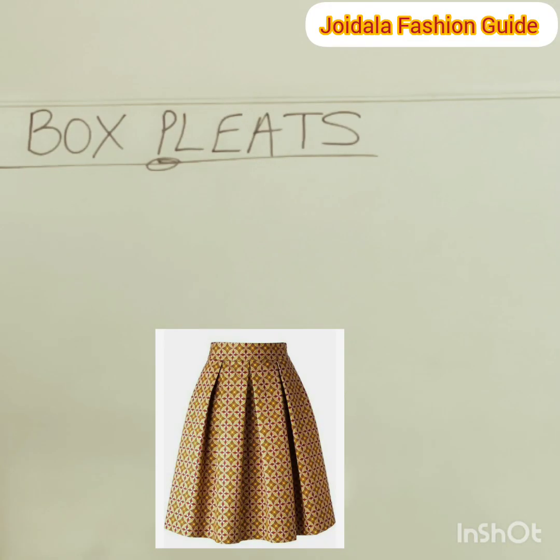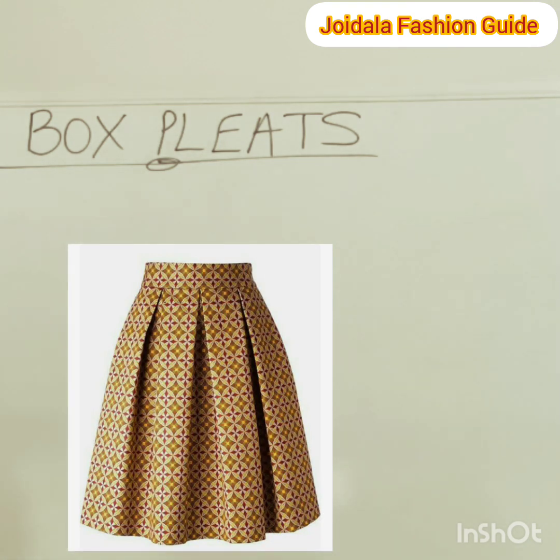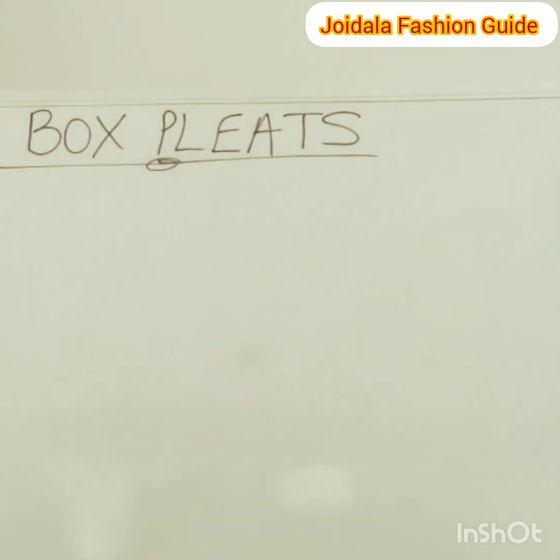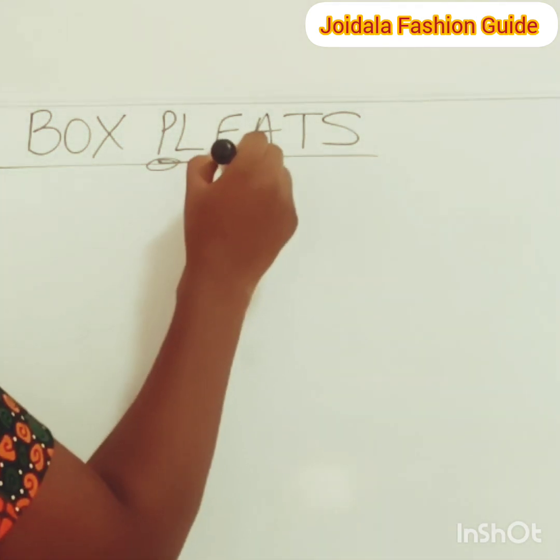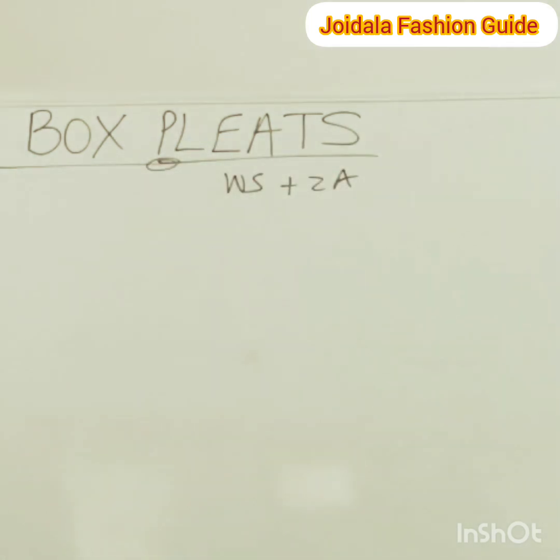Let's go. So when making a box pleat, the major measurement that we'll need is the waist measurement. Most times we form the box pleat on the waist, either for a skirt or for a dress. Like the picture you are seeing on the screen right now is for a skirt. So you need the waist measurement, and then don't forget to include your zipper allowance to your measurement. So those are the two basic things that you need. You need the waist, and then you need the zipper allowance. So how do you know the amount of fabric to use?